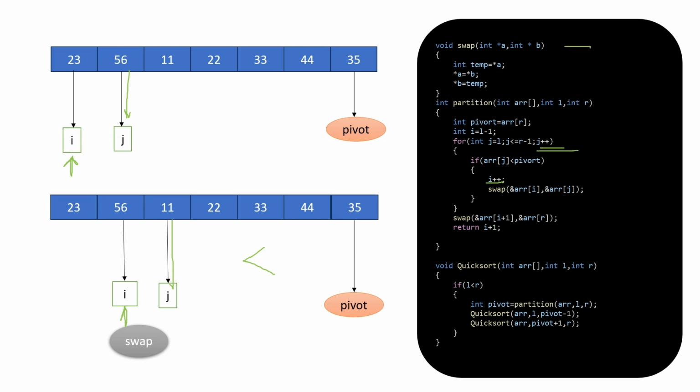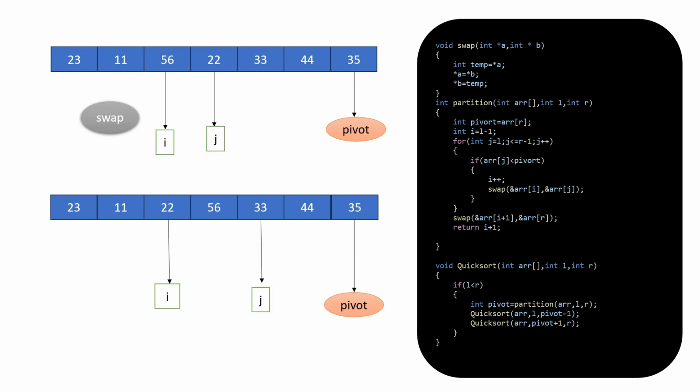So we are calling the swap function. It takes the arguments as pointers so that we can easily swap the values. If you are not familiar with the pointer concept, please check my previous video which is based on pointers. So let's move. So here we swap the values, and now our array looks like that.